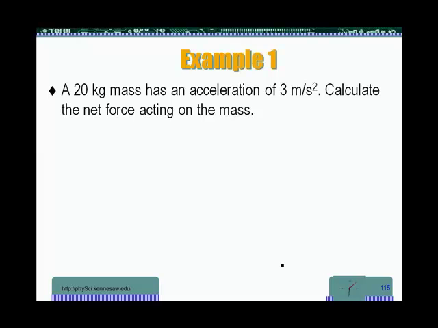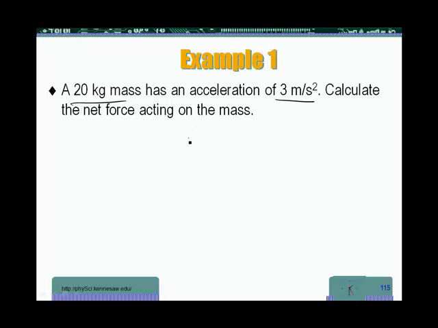Okay, now we are going to start working examples where we need to calculate things. Now let's start with this first one. A 20 kilogram mass has an acceleration of 3 meters per second squared. What is the net force?